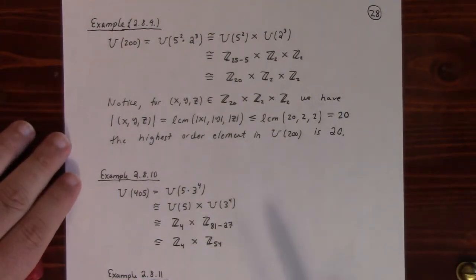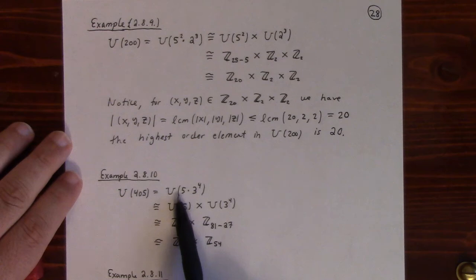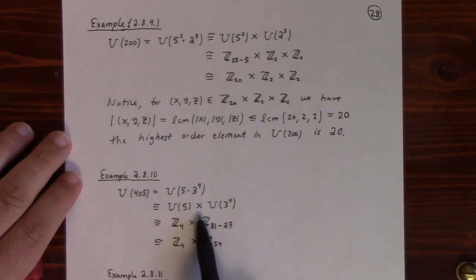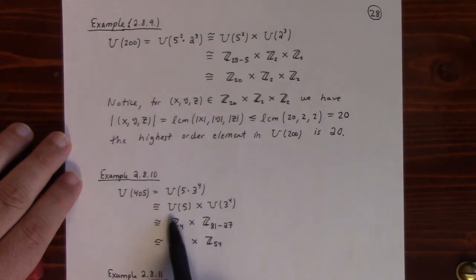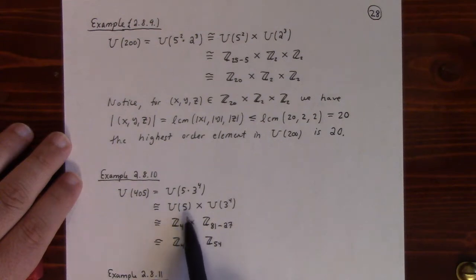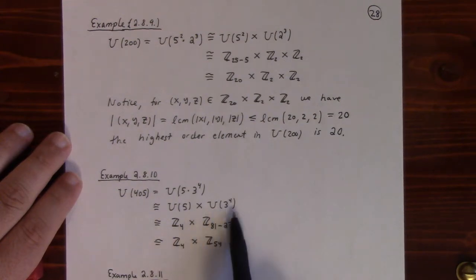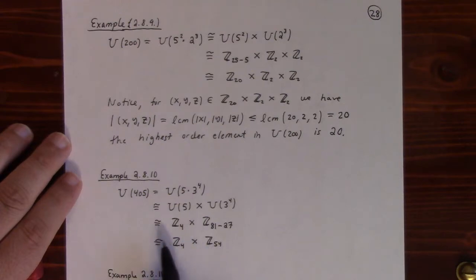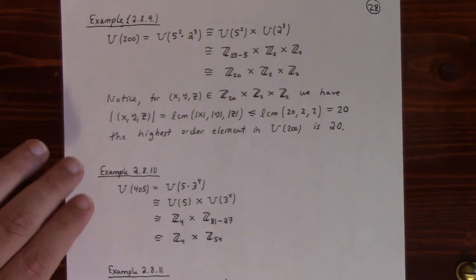All right, here's another example. U405, well, that's 5 times 81, which is 3 to the 4th. So 5 and 3 to the 4th are relatively prime, which means that this is isomorphic to U5 cross U of 3 to the 4th. And then, well, U5, 5 is prime, so that's Z4. And 3 to the 4th, well, that's 3 to the 4th minus 3 to the 3rd. So what we have is Z4 cross Z54. That's what the decomposition of the group of units of 405 is in terms of direct products of modular integers.